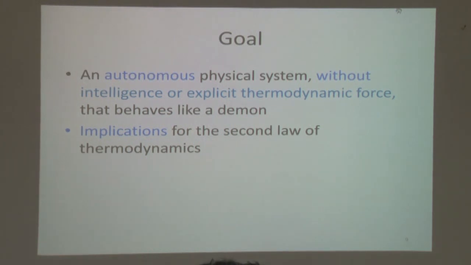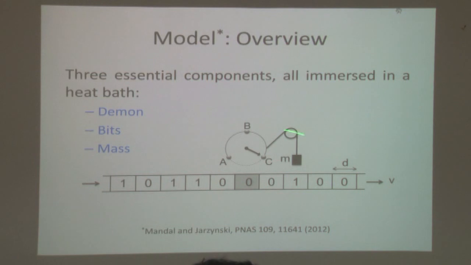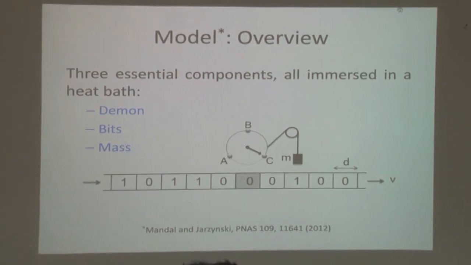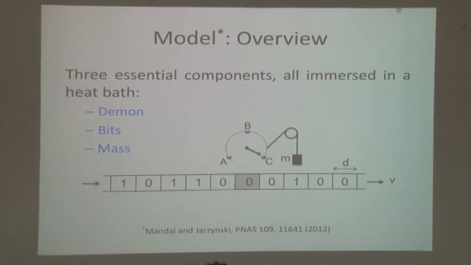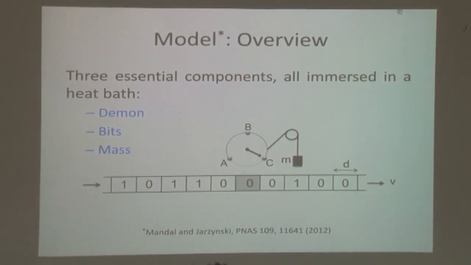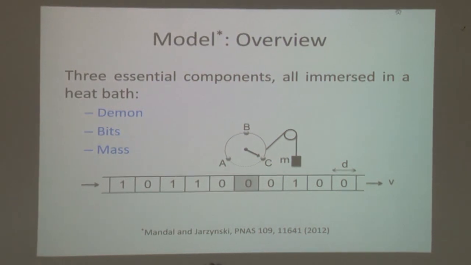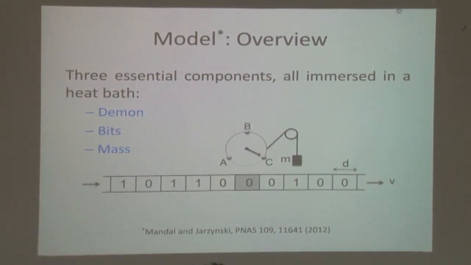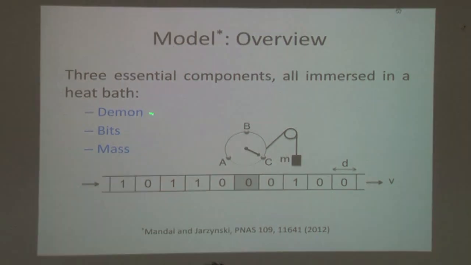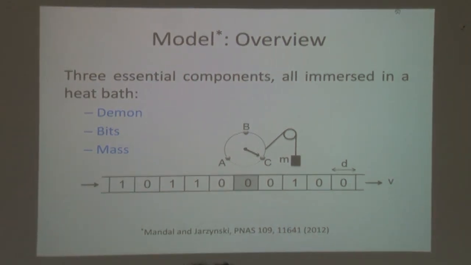Okay. First, let us have an overview of the model, and this is the schematic picture of the model. It has three components: something called the daemon, which is a three-state system, and I will come back to it. Then there are bits, which are basically two-state systems where I can encode information. And finally, there has to be a mass which I can raise to perform some work. All these components are immersed in a heat bath of temperature capital T. This is the picture you should have in mind. In the following, I will take these components one by one and discuss their details.